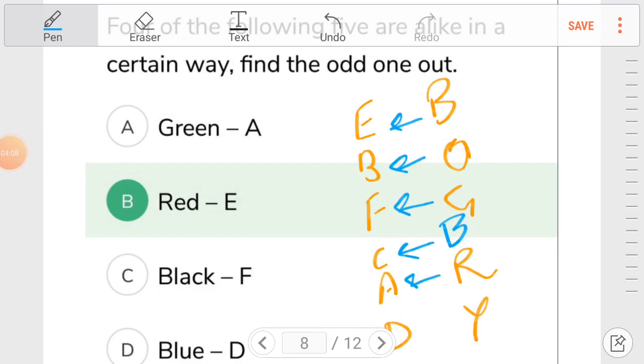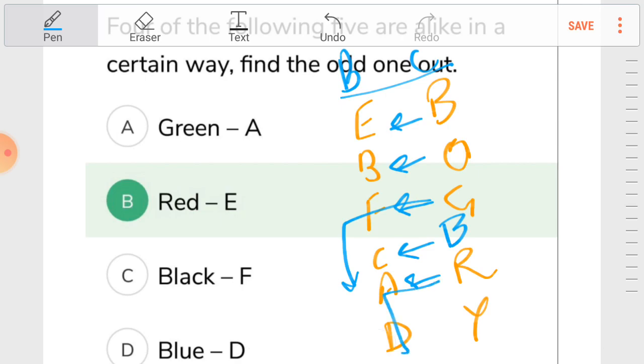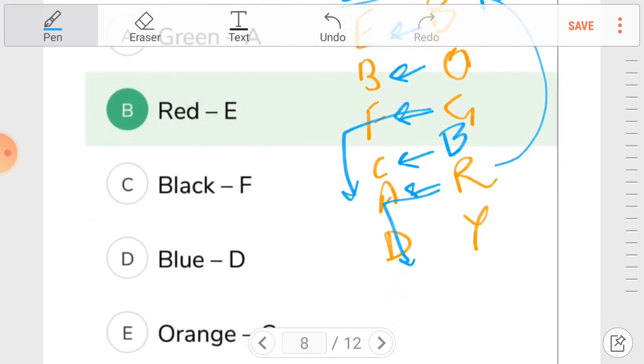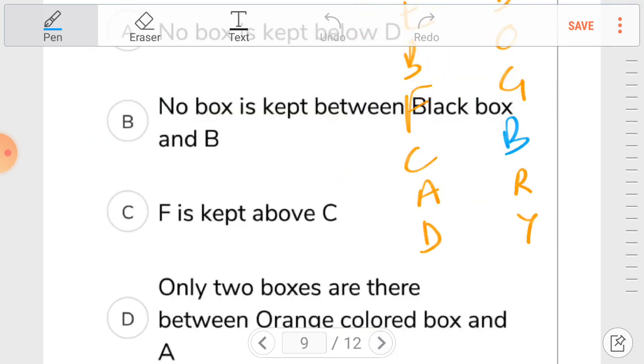So from the arrangement we can see that every block, this is the block and this is the color, so every block is second down from the given color. Like in green color, from green color second down is A, but from the red color second down is not possible, so from red color fourth up is E, so it is the odd one in this case.